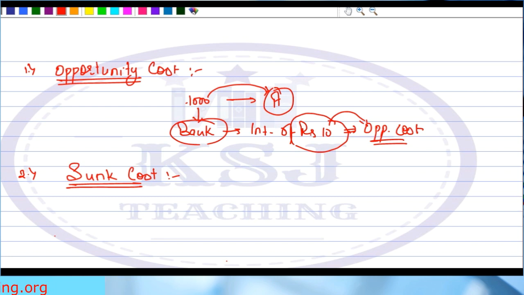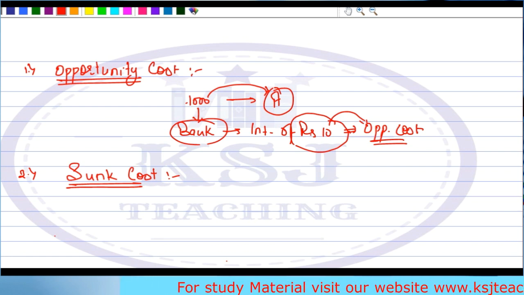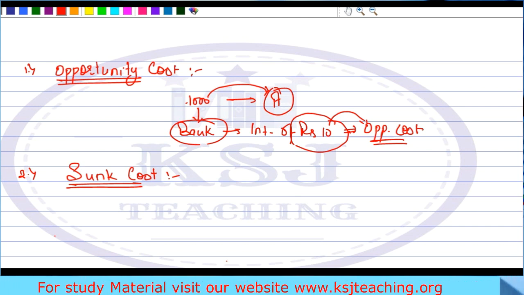Now, this 1 lakh rupees that I have incurred on research and development, will I recover it? No, sir. That has been incurred, right? That is a dead cost. It is known as sunk cost.